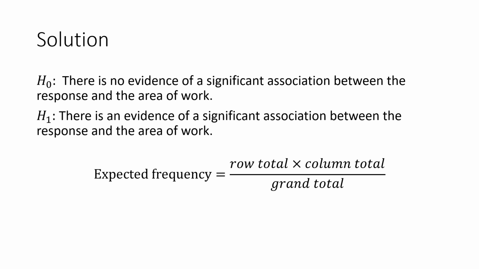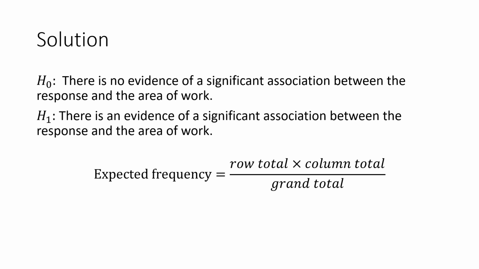So to apply chi-square test, first we write the null and alternative hypothesis. So we can decide H0: there is no evidence of a significant association between the response and the area of work. And H1: there is an evidence of a significant association between the response and the area of work.